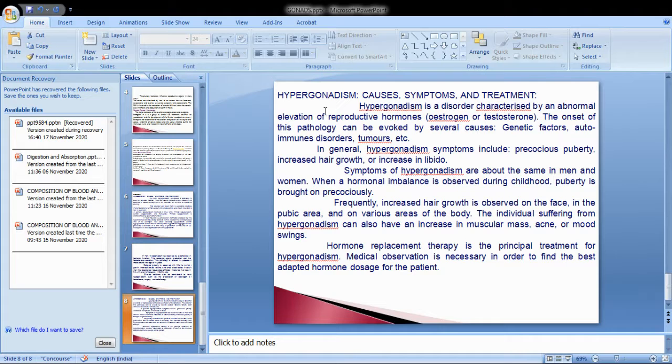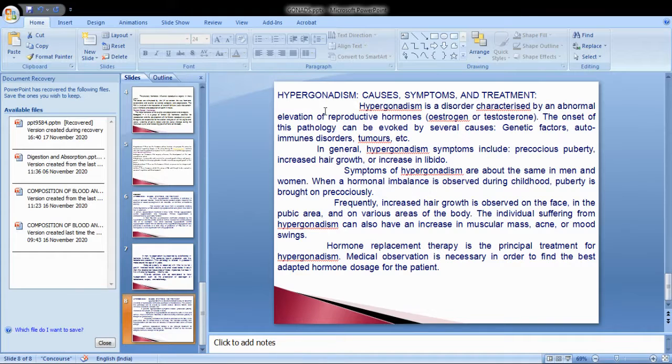In general, hypergonadism symptoms include precocious puberty, increased hair growth, or increase in libido. Symptoms of hypergonadism are about the same in men and women. When a hormonal imbalance is observed during childhood, puberty is brought on precociously.